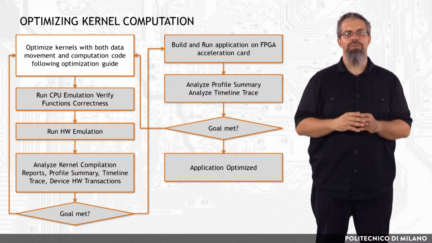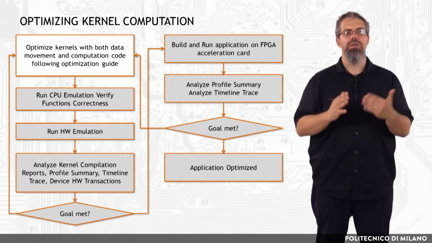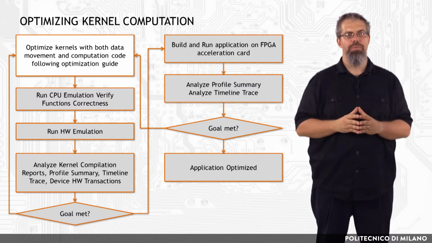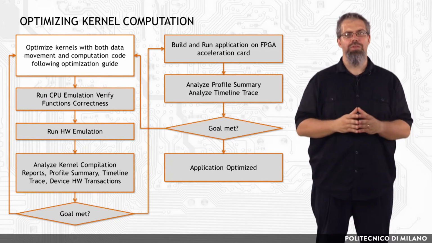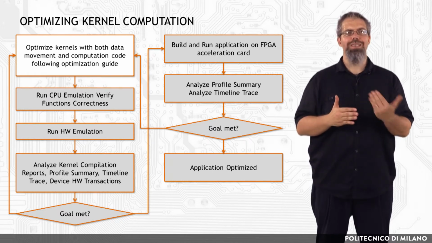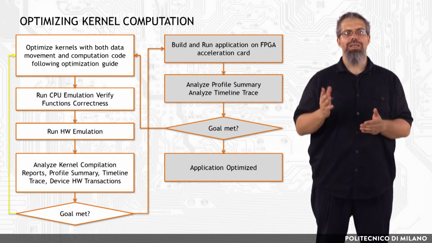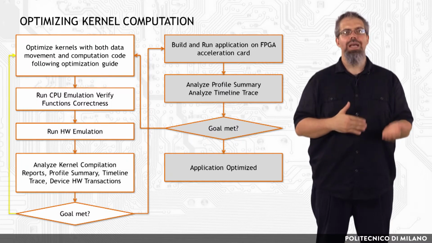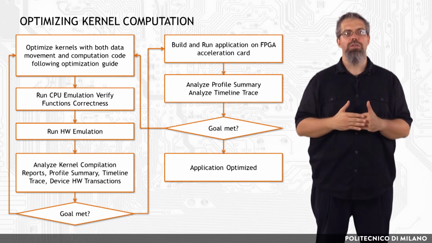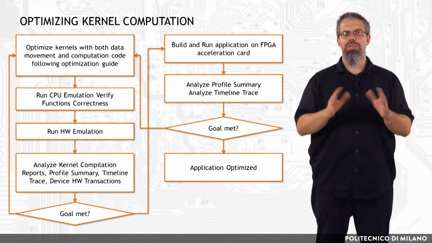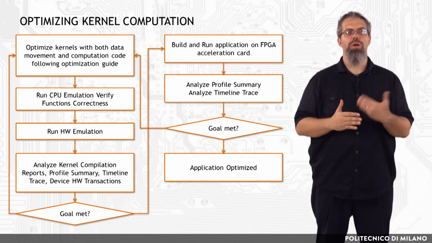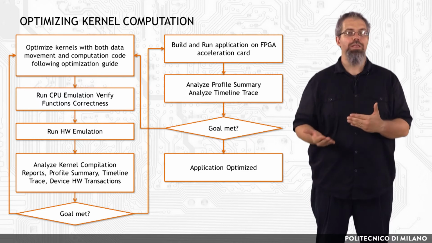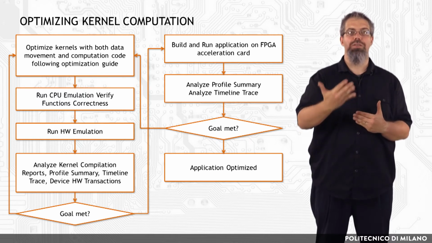The final phase of the application optimization flow is the kernel computation optimization. The overall structure of this optimization phase is similar to the previous one. As shown in the figure, we can see two feedback loops, one right after the CPU and hardware emulation, and the second one after the implementation of the design application on an FPGA acceleration card. What is basically different is the first step of the flow. In the previous case, we were applying techniques to optimize data movement, while here we are trying to optimize the kernel's computation.